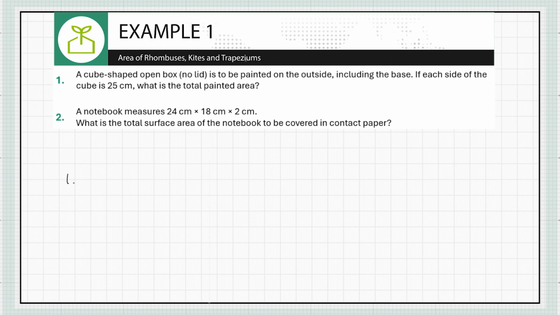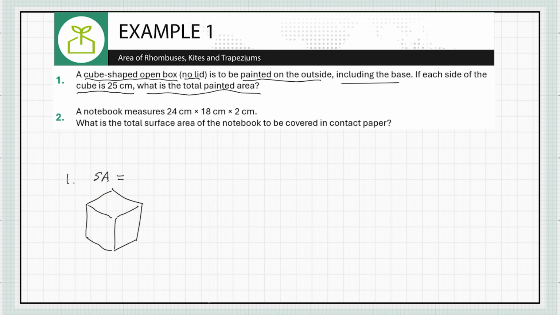So if we look at our first one here, it's asking for a cube-shaped open box, that is, no lid. It's going to be painted on the outside, including the base. If each side of the cube is 25 centimeters, what is the total painted area? So very easily, this one is just going to be everything we would normally do minus the area of our top square. If we were to draw a quick diagram of what this would look like, we're going to determine the surface area of everything except for the top.